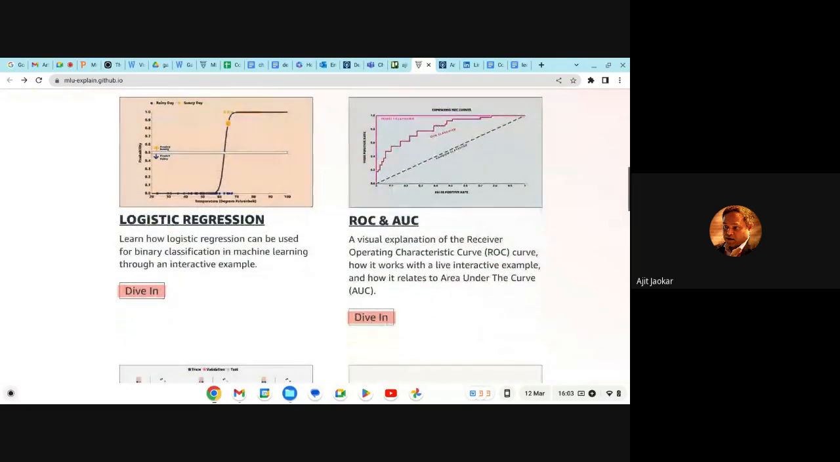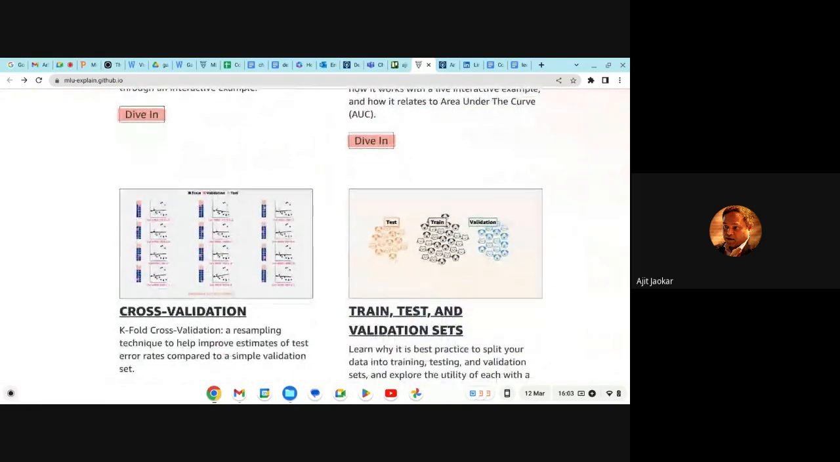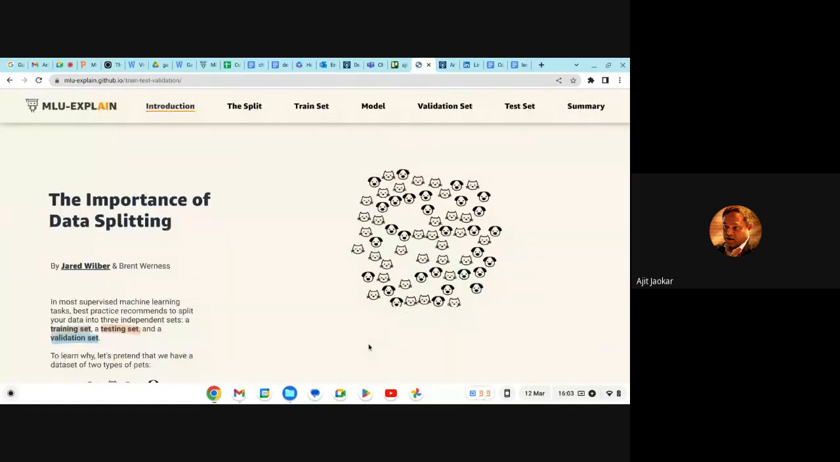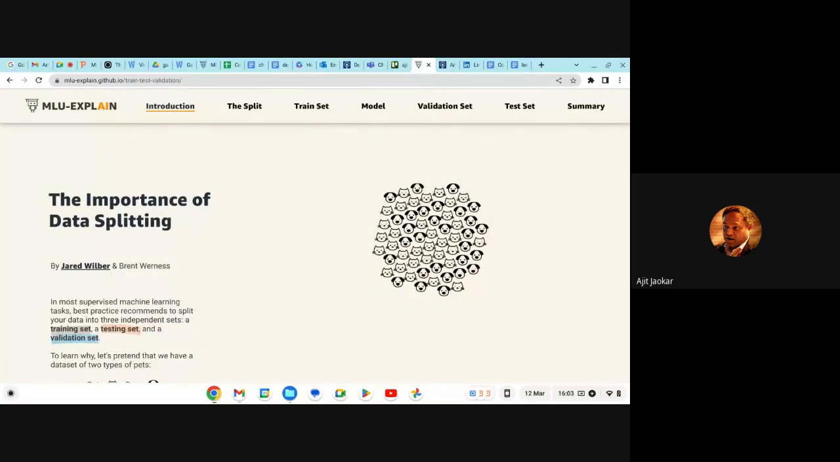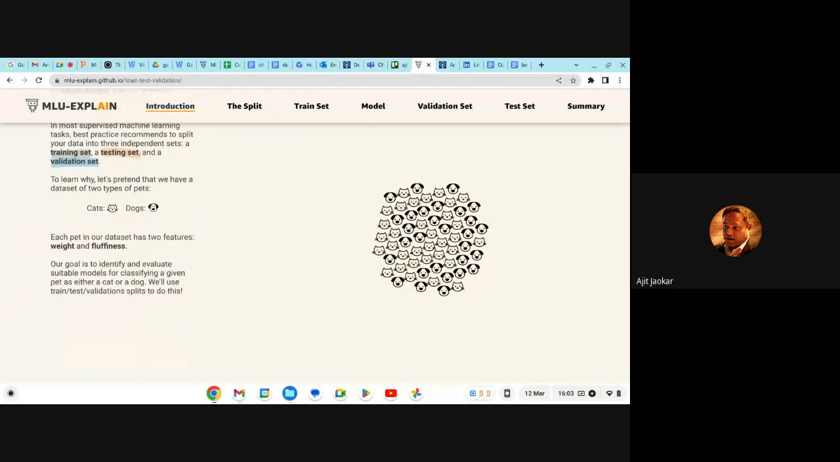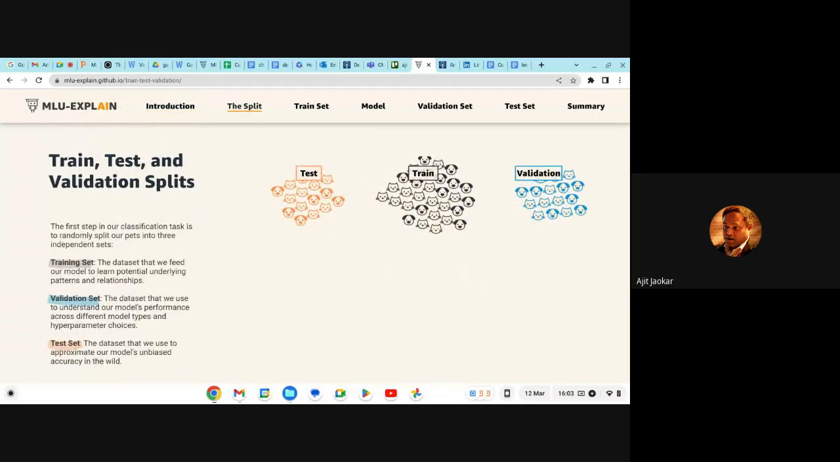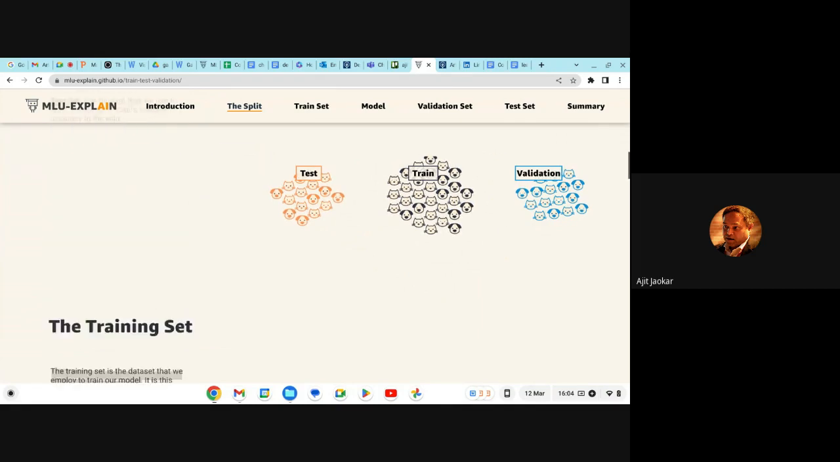The second one is test, train, and validation sets. Like I said, what you do here is data splitting. You have a test data set and a train data set, and you effectively split into test, train, and validation data sets. The training data set is what you use to learn the model. The testing data set is used to test the model, and then the validation data set is used for the hyperparameters within that.